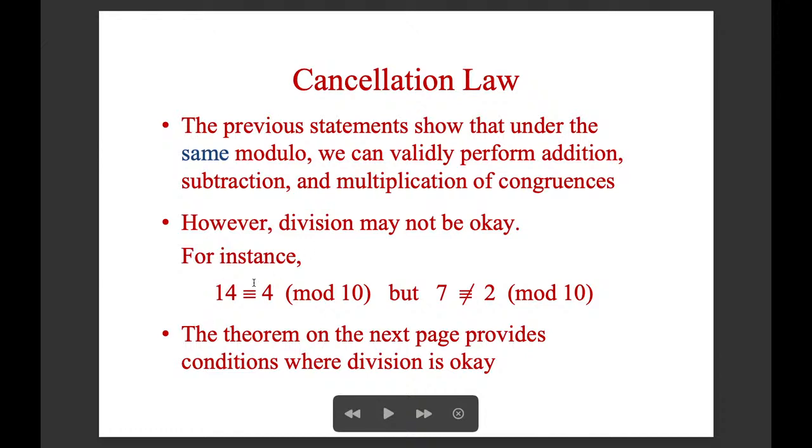For instance, suppose that we are using modulo 10 as our discussion here. We find out that 14 and 4 are the same modulo 10, because after division by 10, they will have the same remainder 4. And now 14 and 4 are both even numbers. Let's try dividing both sides by 2. Dividing on the left, we get 7. Dividing on the right, we get 2. But somehow we find that 7 will not be equal to 2 anymore if we still talk about modulo 10. So why is that not okay? Because it's not implied.